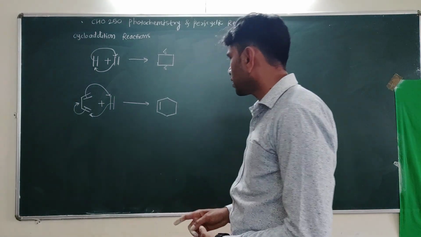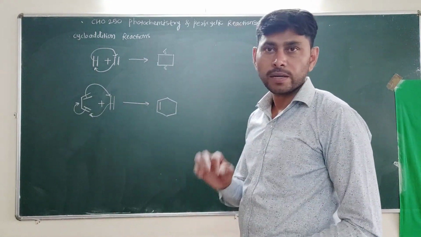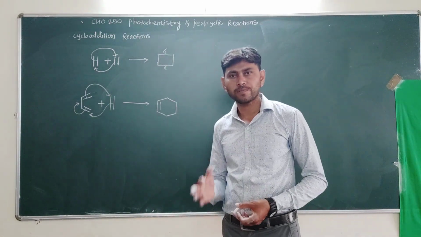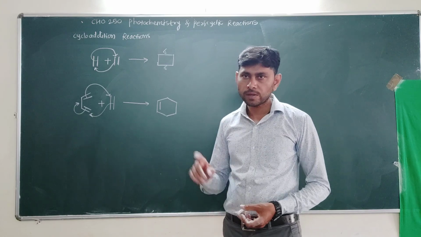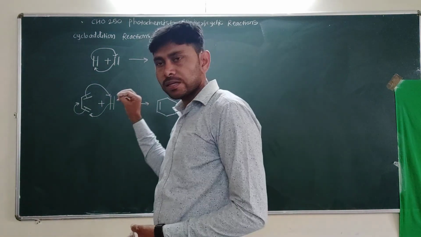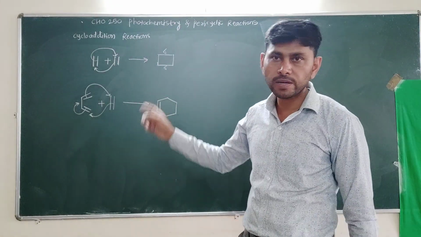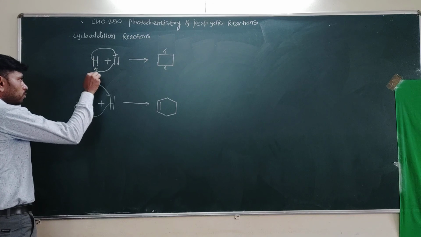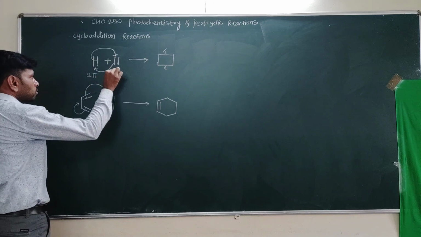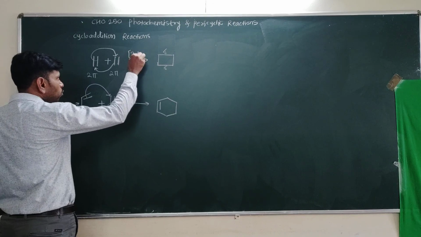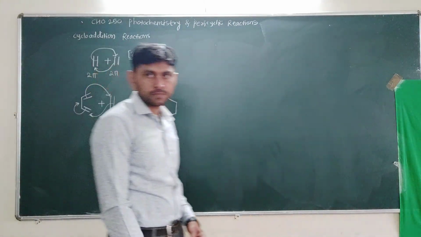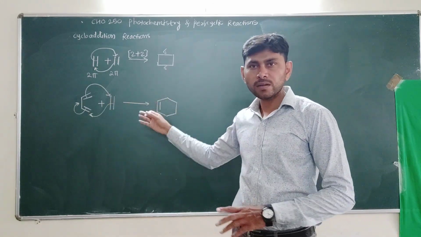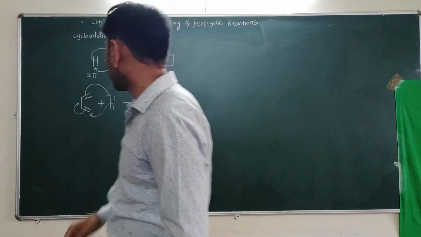Now this cycloaddition reaction can be named, such as in electrocyclic reactions we name 4n pi electron system, 4n plus 2 pi electron system. But in this case we have to name the reaction by considering both the partners. How can we name it? This is a 2 pi electron system, and this is another 2 pi electron system. So this reaction is a 2 plus 2 cycloaddition reaction. One 2 pi electron system reacts with another 2 pi electron system, so we get a 2 plus 2 cycloaddition reaction.